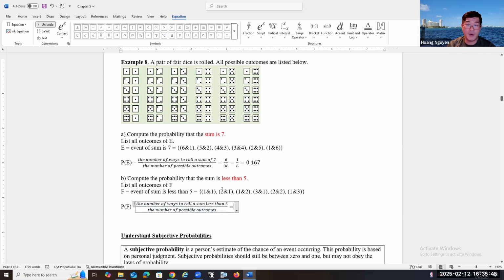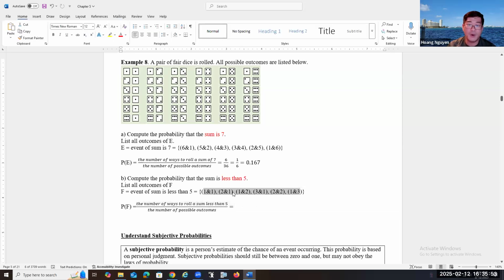Okay, so let's take a look at this question right here. That's the list of ways that we just wrote down. So how many possible ways can we get the sum less than 5? 1, 2, 3, 4, 5, 6, right? So there are 6 possible ways to get the sum less than 5 over how many possible outcomes we have. We have 36 possible outcomes. So it's 6 over 36, and then we can reduce this fraction. So we have the answer 1 over 6. And when you divide 1 over 6, you get 0.167, like what we had earlier.